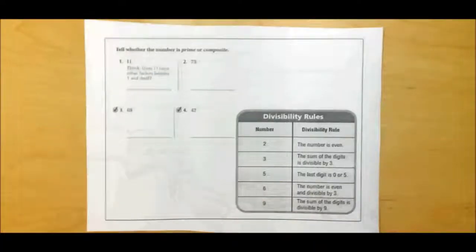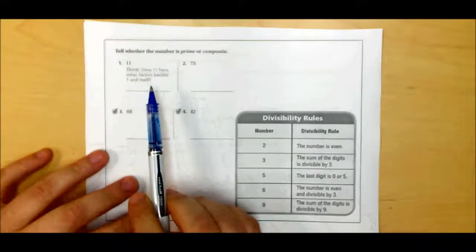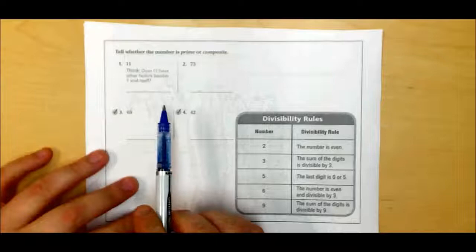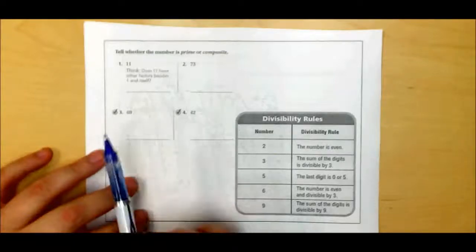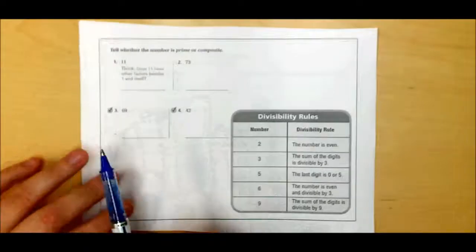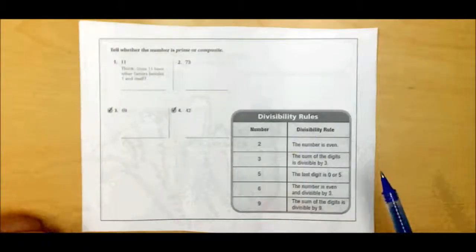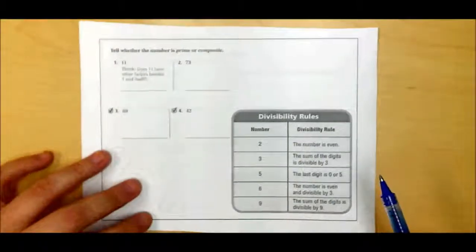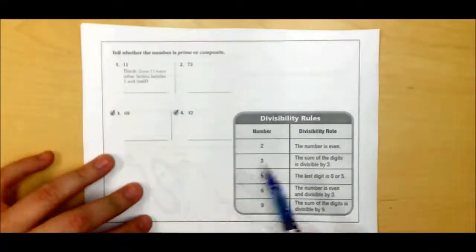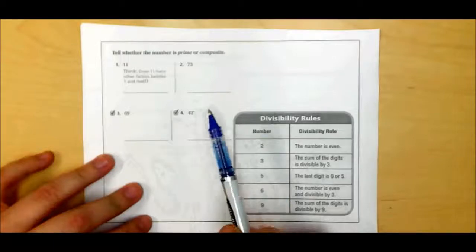Today we talked about prime numbers and composite numbers. The difference between a prime number and a composite number is that a prime number can only be divided by itself and 1 and nothing else, whereas a composite number can also be divided by other numbers, at least one other number. So we have this list of 4 numbers and we need to determine whether they're prime or composite.